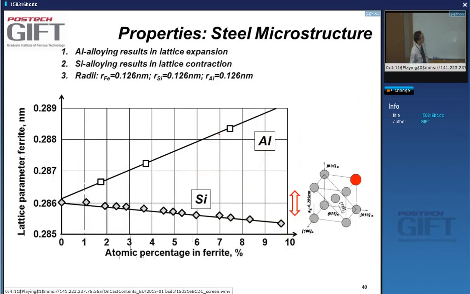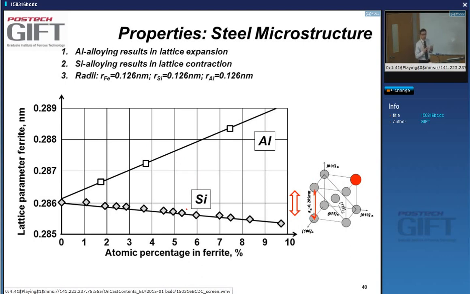So if you alloy iron, ferrite, with aluminum, you measure the lattice parameter. So you measure the lattice parameter here, the distance between these two atoms in the unit cell of ferrite. When you alloy with aluminum, you'll have considerable expansion of the lattice. If you alloy with silicon, you'll have contraction.